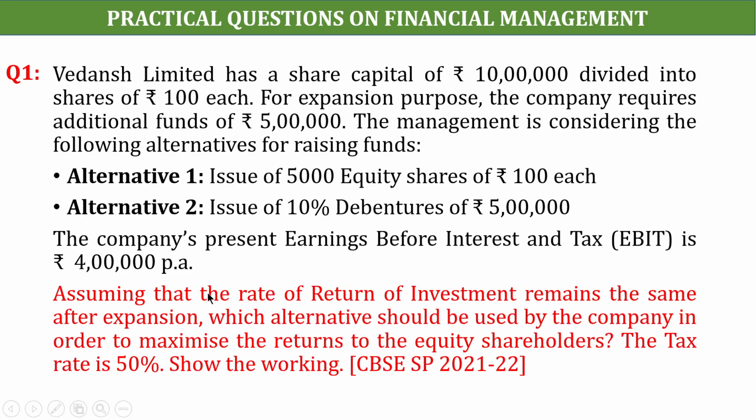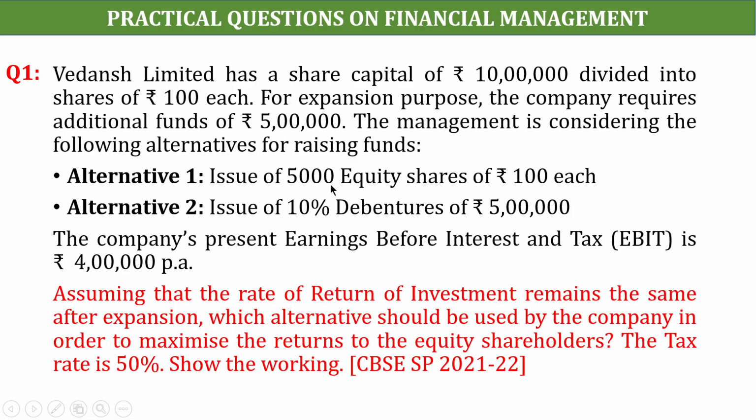Now what we have to do, assuming that the rate of return on the investment remains the same before expansion as well as after expansion, which alternative should be used by the company in order to maximize the return to the equity shareholders. The tax rate is 50%. Show your working clearly. So now what we have to see, the company has two alternatives to raise rupees 5 lakh, either to raise 5,000 more equity shares or to raise 10% debentures.